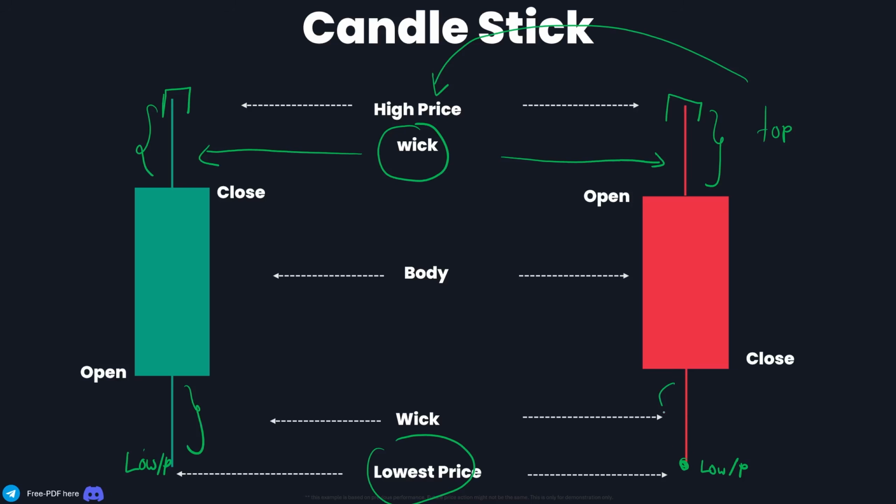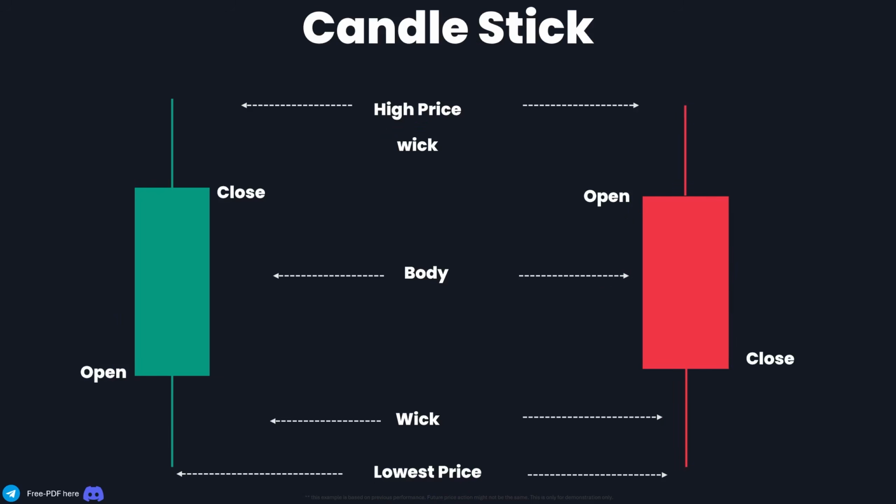This is the wick at the bottom of the candlestick. And then we also have the body. This is the body of the candlestick. So this is how you should understand candlesticks. They are not difficult to understand, but this is just the basics of understanding candlesticks.